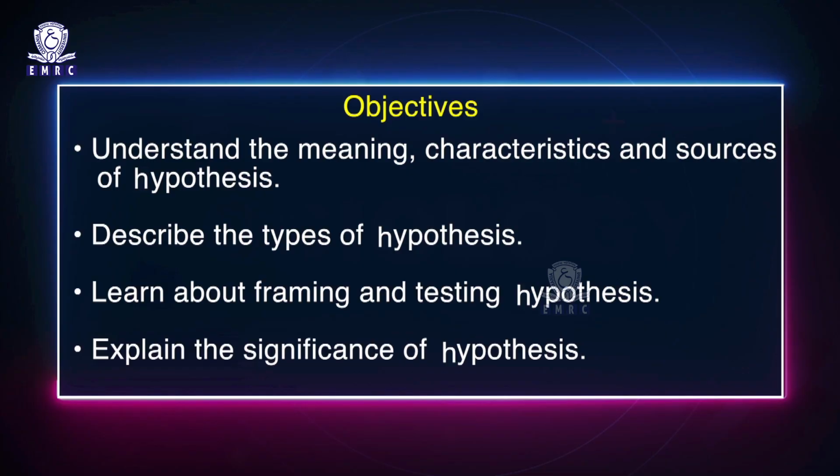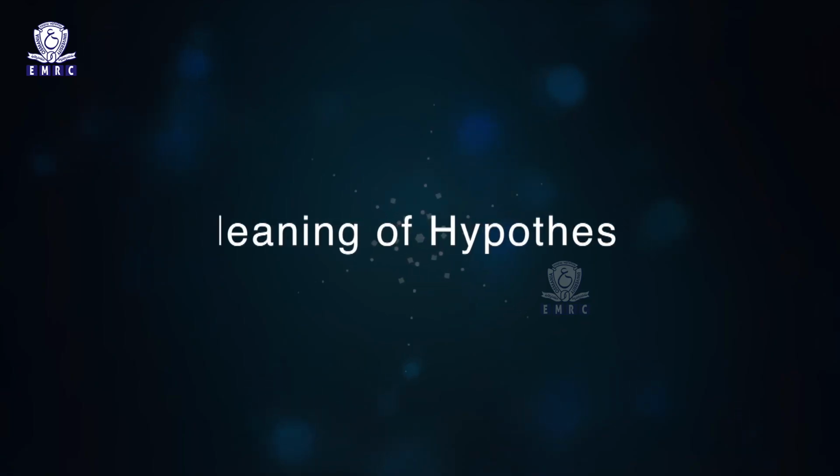Let us now discuss the significant objectives of this lesson. After completion of this lesson, you will be able to understand the meaning, characteristics and sources of hypothesis. You will be able to describe the types of hypothesis. You will also be able to learn about framing and testing hypothesis. You will be able to explain the significance of hypothesis.